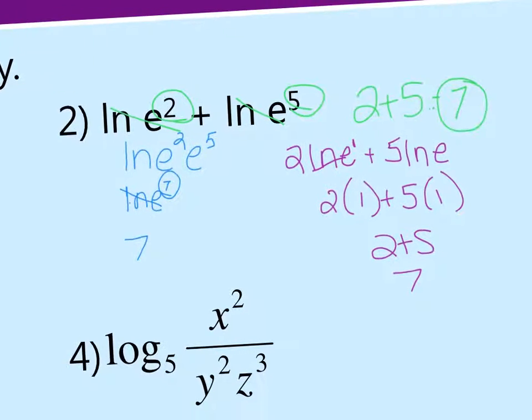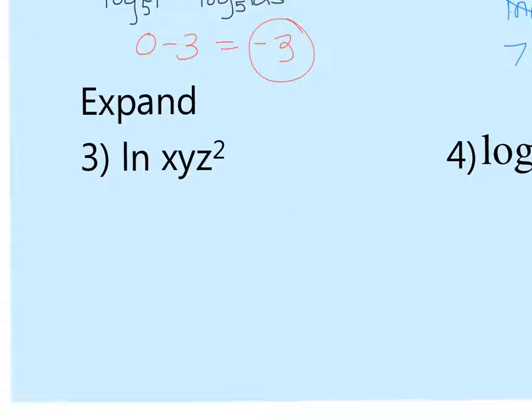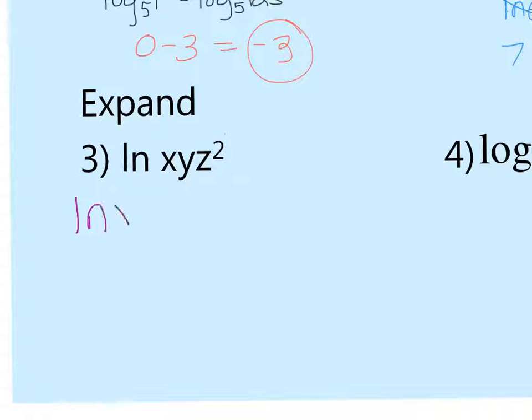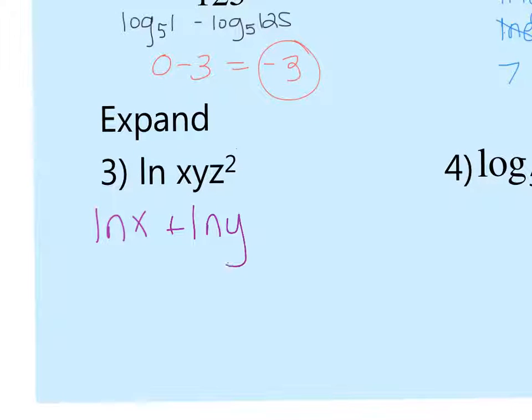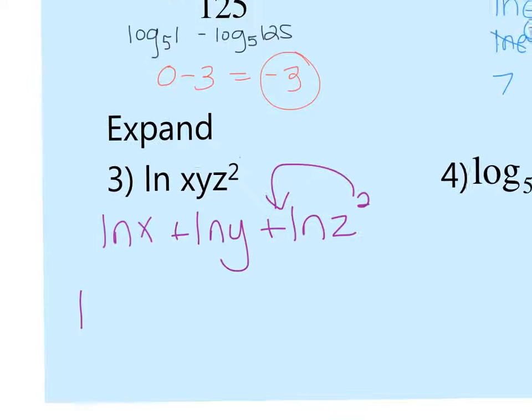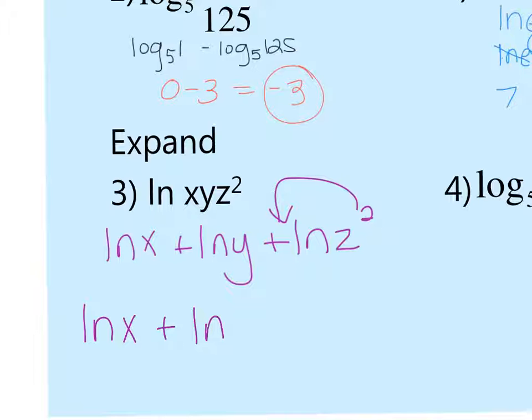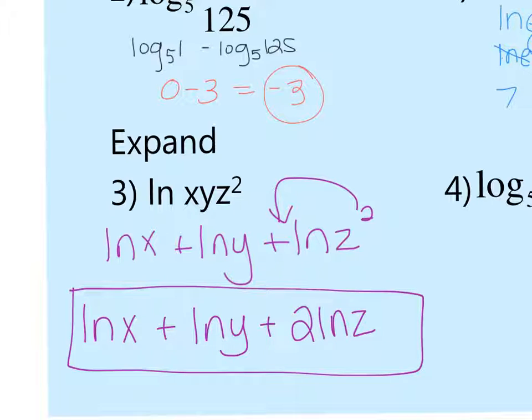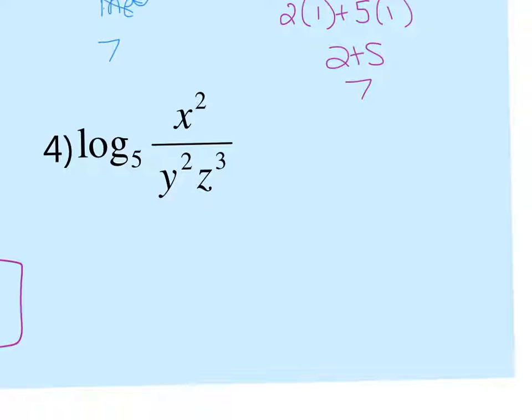We good so far? Okay, so then 3 says expand. So I get ln of x plus ln of y plus ln of z squared. And then the 2 has to come to the front. So ln of x plus ln of y plus 2 ln z. Question was, if this is in parentheses, then each of those individual terms gets the 2. Okay, good question.